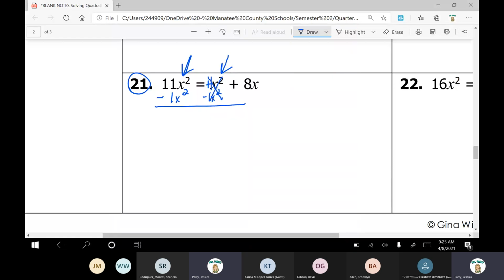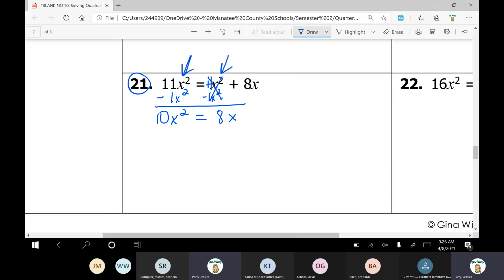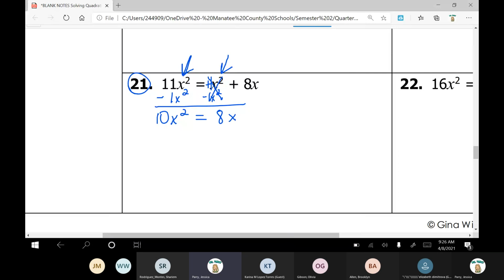So those cancel out. And then over here on the left, we can simplify, we can subtract because they are like terms. So just combine your coefficients. 11 minus 1 is 10. And then I've got x to the power of 2. Bring down my equal sign and this 8x. Okay. From there, we want to move this 8x to the other side. It is a positive 8x. So I'm going to do the opposite. Minus 8x on both sides.